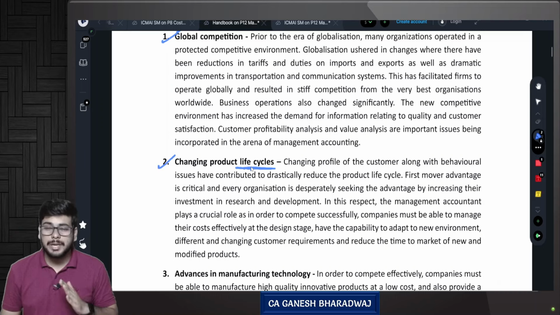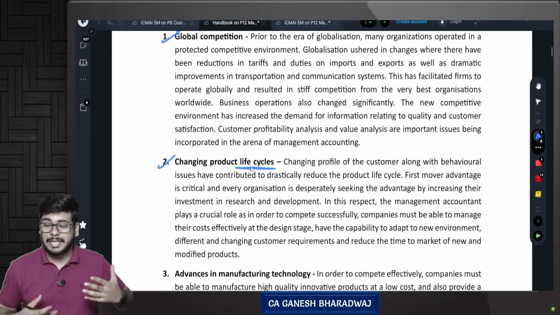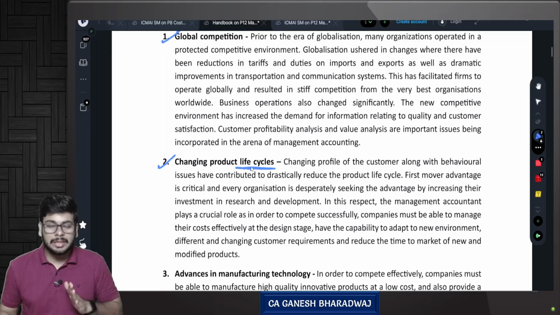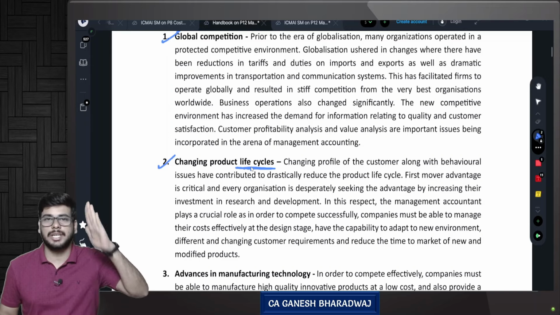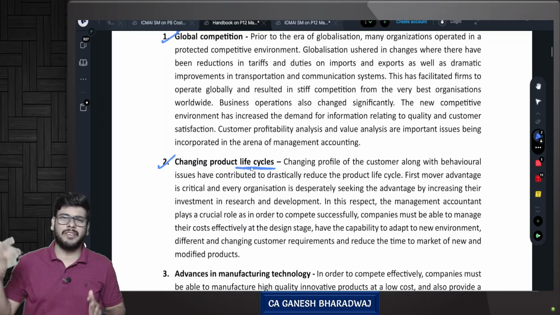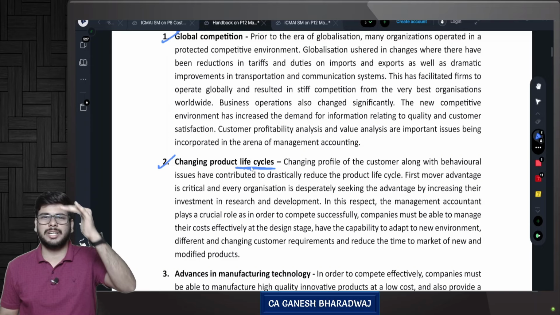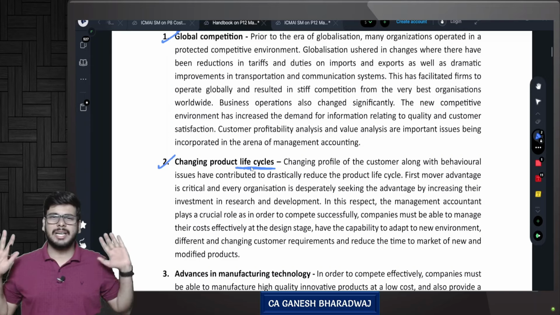Initially, it will be in the growth stage. It will be struggling to enter. That is, it will be in the beginning stage. Then it enters into the growth stage. And beyond a point, it will grow and make a lot of money. It enters into the saturation stage. Saturation means what? Now, you've already captured the market.